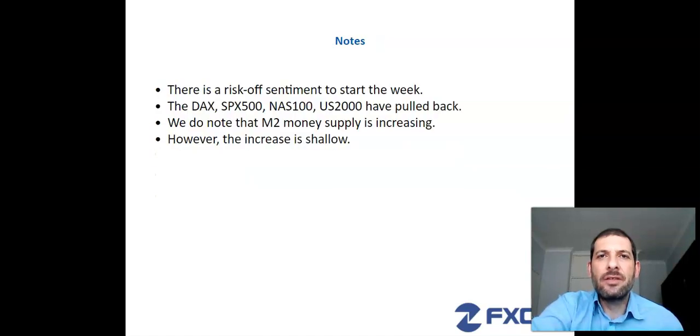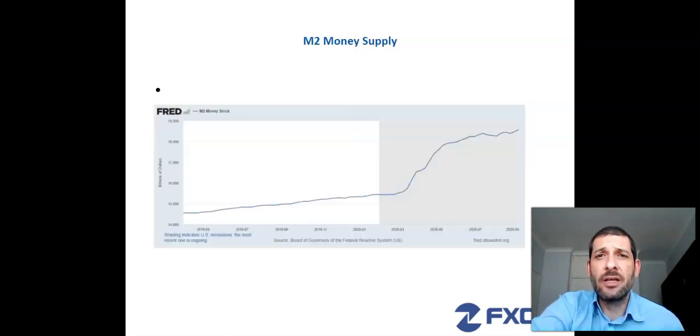Now, these are the notes that we're looking at. So there is a risk of sentiment to start the week, and we note that the DAX, the S&P 500, the Nasdaq 100 and the Russell 2000 have all pulled back. But we do note that M2 money supply is also increasing, and that increase, although it is going up, is shallow. Let's take a look at that in a little bit more detail.